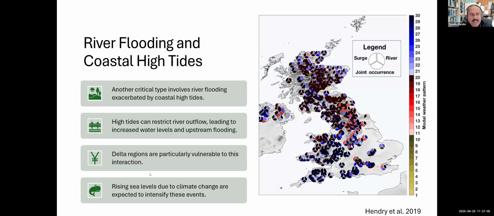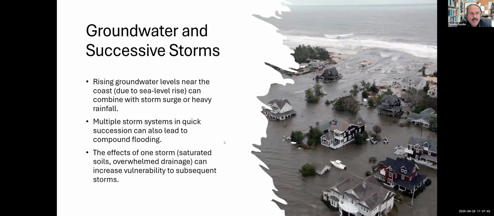When we look at assessments of river flooding and coastal high tides, we see the coastal high tides often exacerbate the river flooding. High tides can restrict river outflows, leading to water level increases as well as upstream flooding. Deltas and coastal regions are highly vulnerable, adding to the expectation of rising sea levels and climate change. On the right-hand side is an assessment of how individual effects and joint occurrence are estimated in one of the studies by Henry.